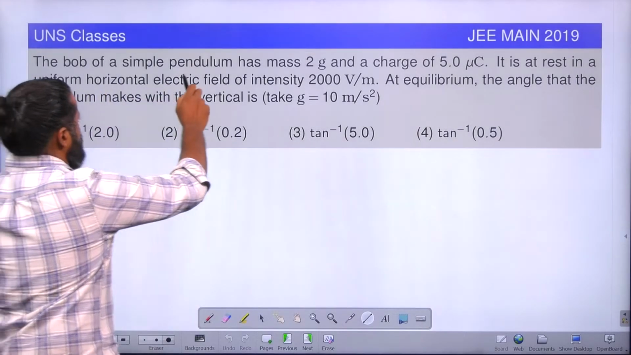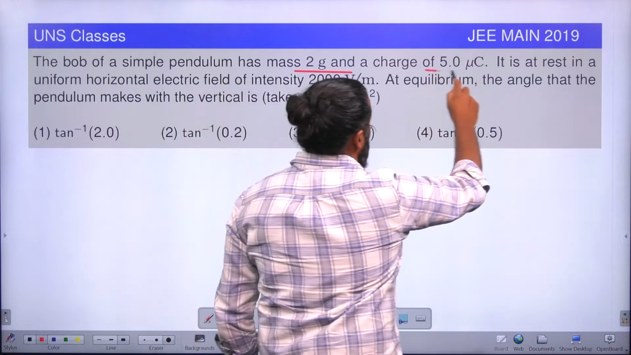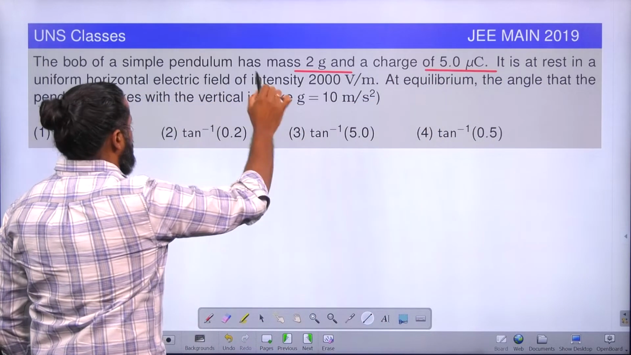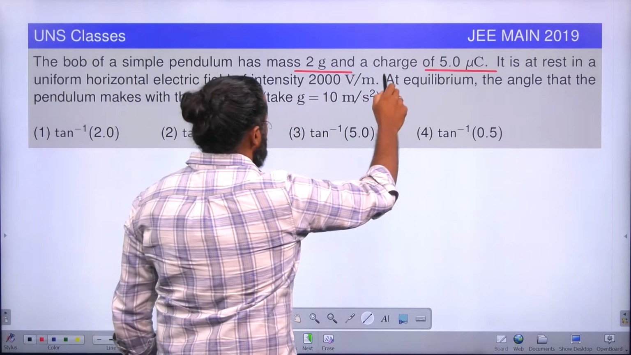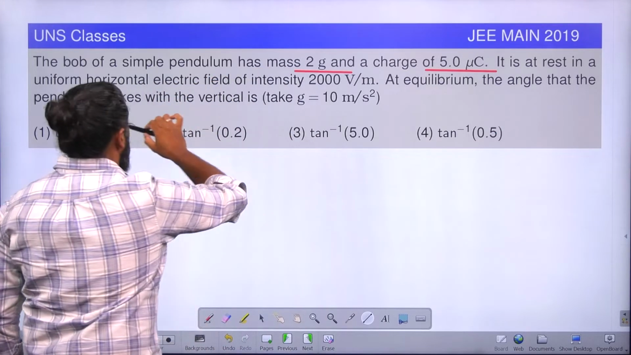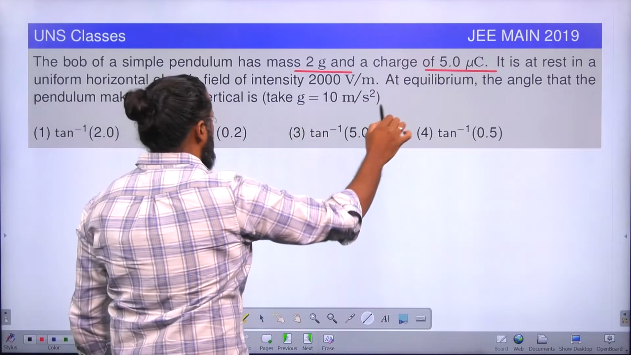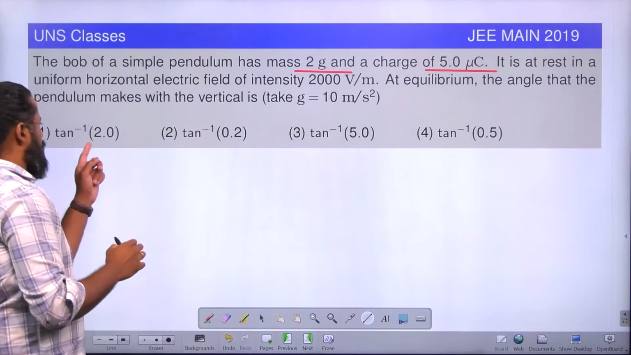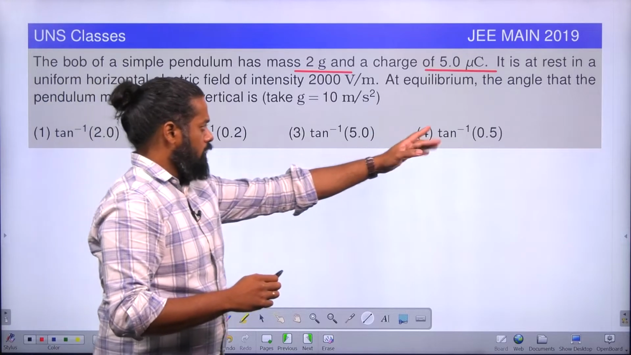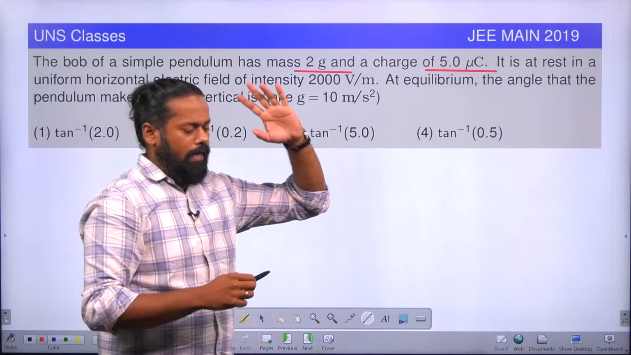The bob of a simple pendulum has a mass of 2 gram and a charge of 5 microcoulomb. It is at rest in a uniform horizontal electric field of intensity 2000 volts per meter. At equilibrium, the angle that the pendulum makes with the vertical is... g can be taken as 10 meter per second square, and the options are given: tan inverse 2, tan inverse 0.2, tan inverse 5, tan inverse 0.5. It's a question from JEE Main 2019.